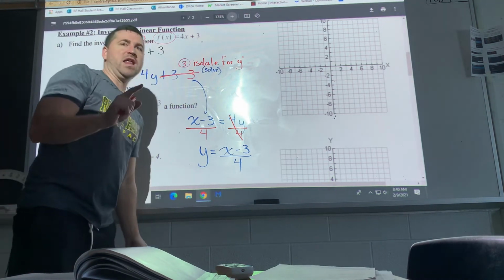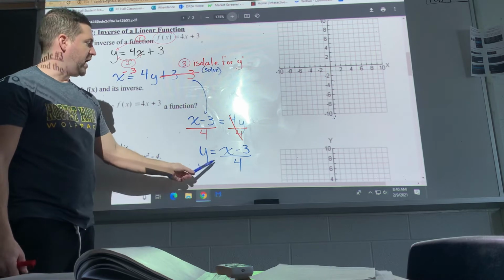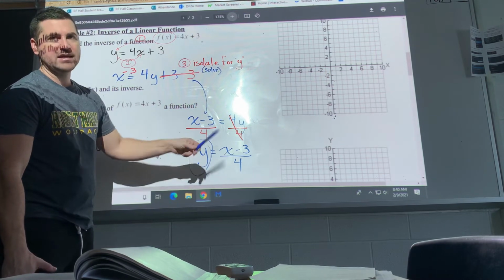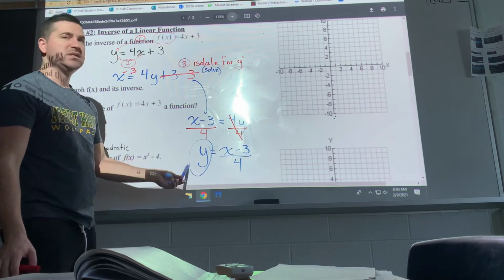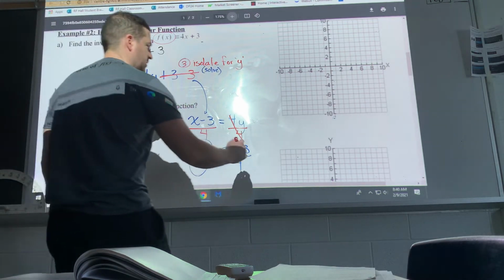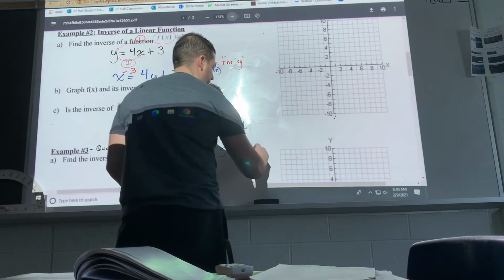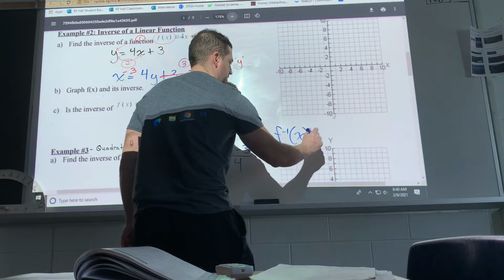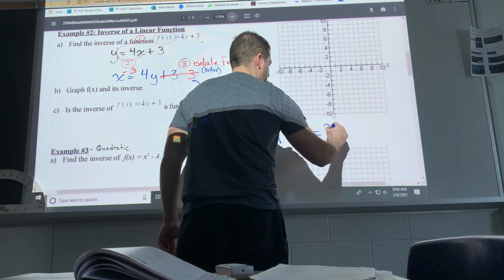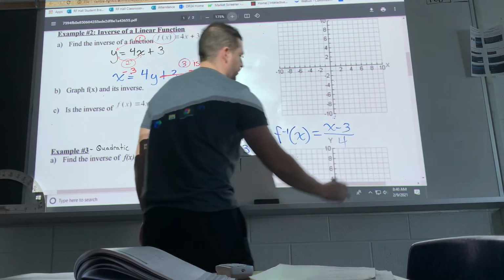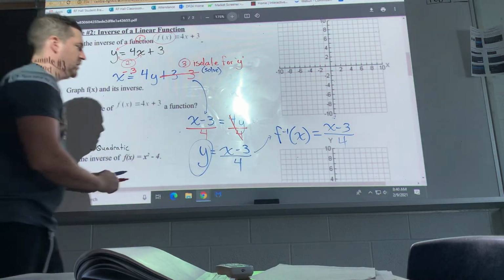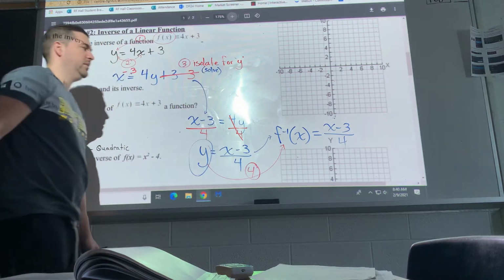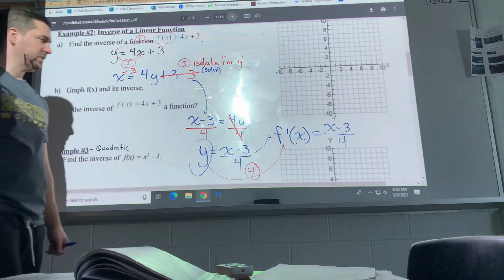And then we have one last step: instead of having y here, we're going to change this back into f of x, but now it's the inverse. So this becomes f inverse of x equals x minus 3 over 4. So that's step 4. Those are the 4 steps.